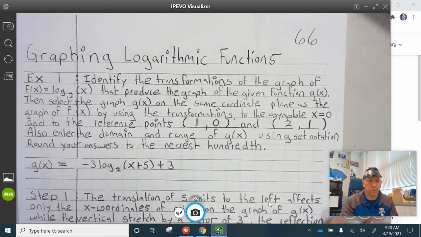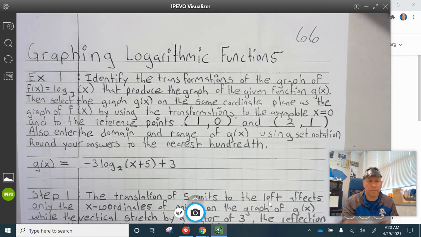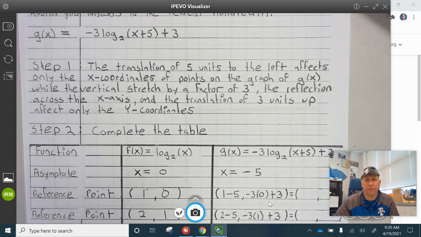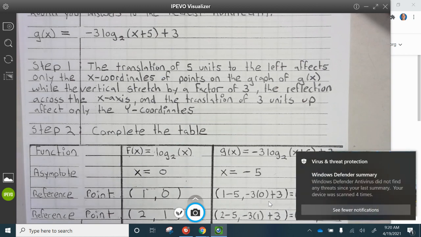Okay, so g(x) = -3 log base 2 of (x + 5) + 3. Step 1. The translation of 5 units to the left affects only the x-coordinates of the points on the graph of g(x), while the vertical stretch by a factor of 3, the reflection across the x-axis, and the translation of 3 units up affect only the y-coordinates.